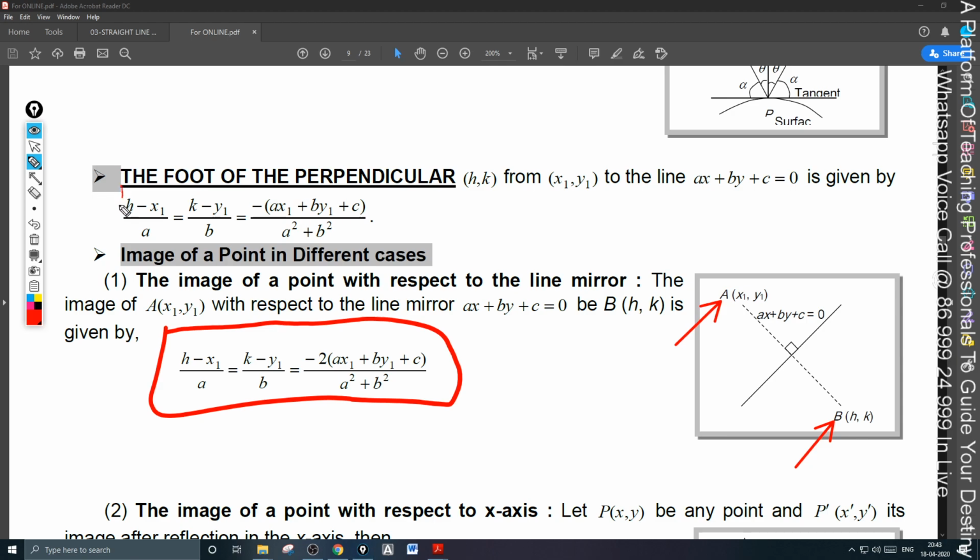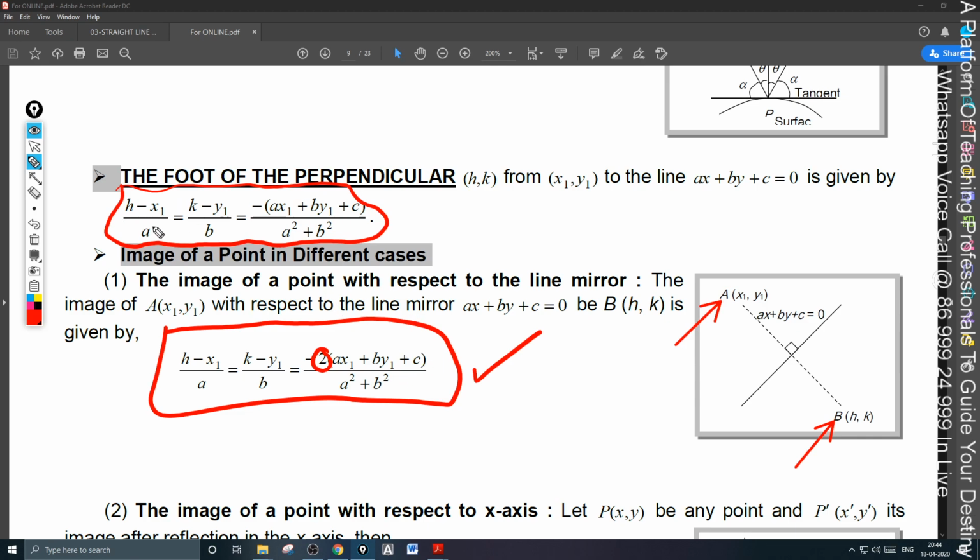Similarly, here for the image, this is the formula. What makes the difference between these two? Only 2 is extra in the image. Just remember and recognize whenever this concept is used. But we are not going to make use of this formula. I am telling you another method, the simple method by which you can straight away solve it.